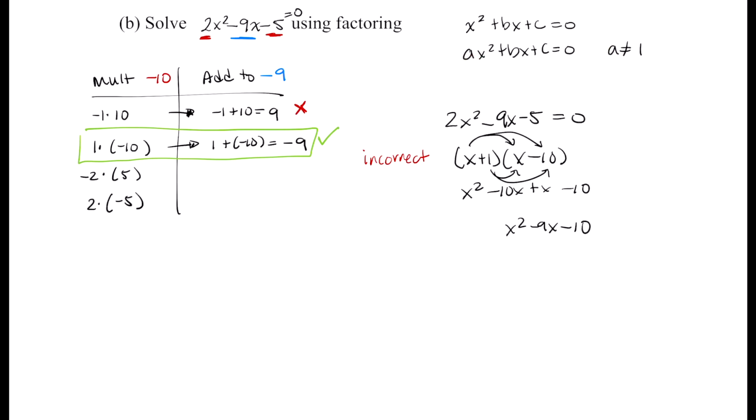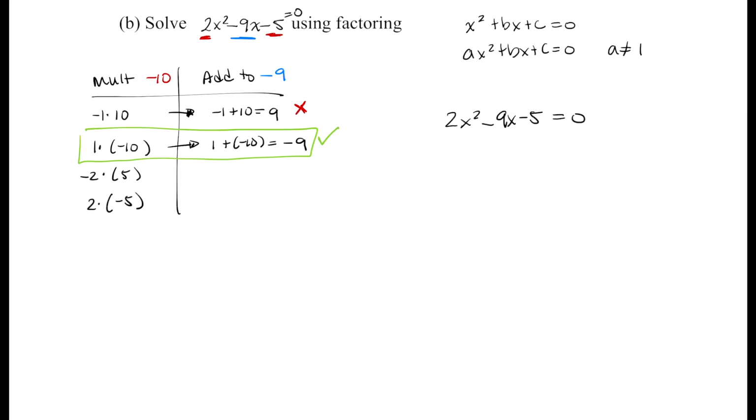In this case, we have to do some extra work. So let me go ahead and erase all of this so I can show you the extra work. And the extra work just comes in the form of splitting up the middle. So what do I mean when I say splitting up the middle? We'd all agree that 1 plus negative 10 equals negative 9.